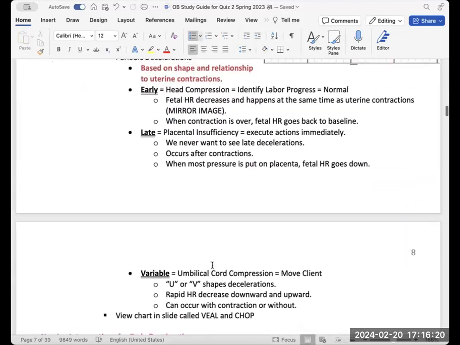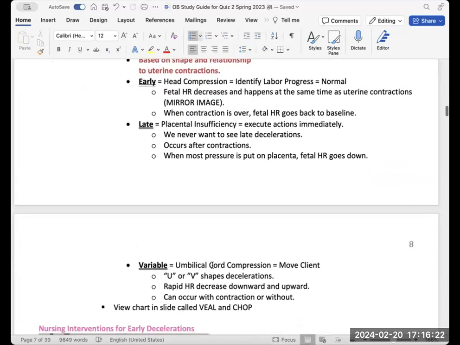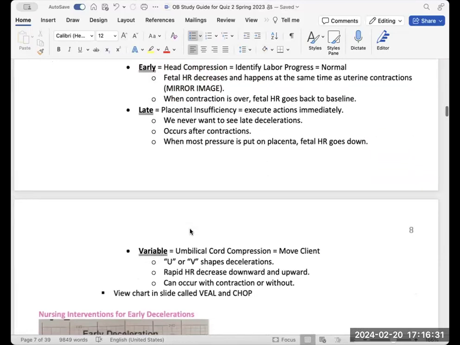I want you to know and memorize this mnemonic, VEAL CHOP. VEAL and CHOP relate to each other. So let's start with the V. The V stands for variable, and the C in CHOP stands for cord compression.